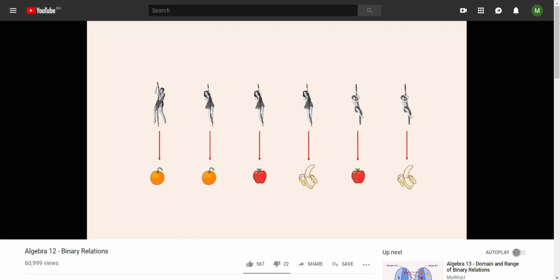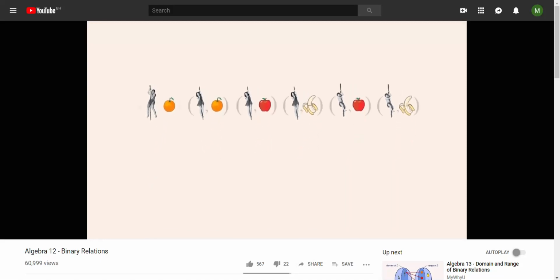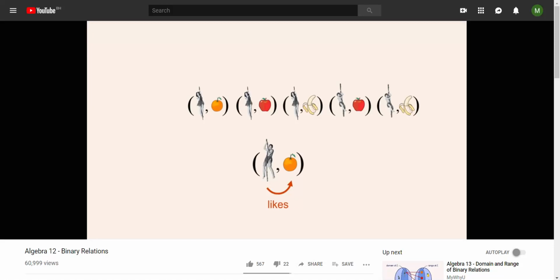Or, instead of drawing arrows, we could represent each association between a person and a fruit as an ordered pair. In each ordered pair, the first element is a person from set A, and the second element is one fruit from set B which that person likes. We call these pairs of elements ordered since the two elements cannot be swapped without changing the meaning of the relation. Yes, so antisymmetric. For example, Tarzan likes oranges, but oranges don't necessarily like Tarzan.